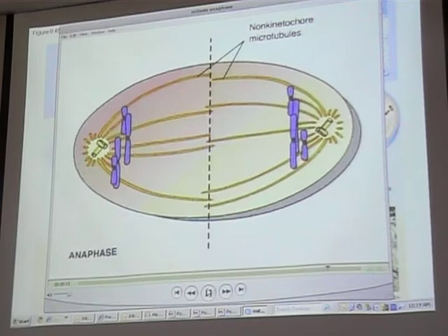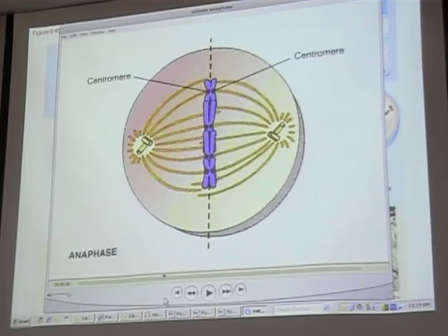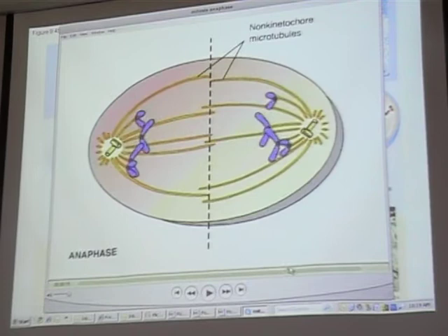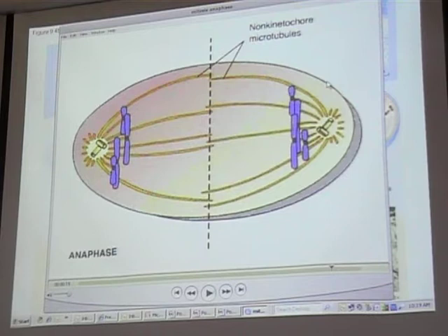See? Anaphase. Break up. So the non-kinetochore... Who broke up with who? With a mutual agreement. I can't talk about it, y'all. Okay. My acting. That's good.